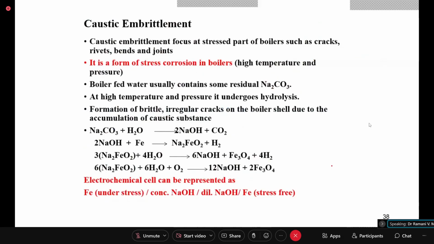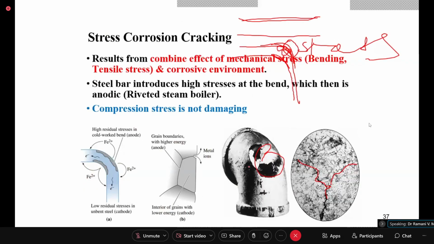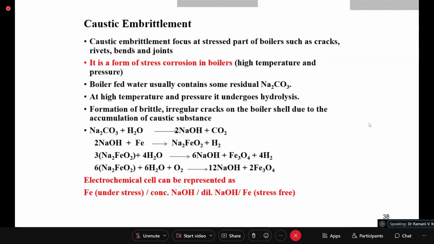The caustic embrittlement that we saw in the boiler troubles chapter is a type of stress as well as intergranular corrosion. So you can see due to stress the grains are moving apart, and due to moving apart of the grains, the grain boundary is exposed to corrosion, and that is why it leads to corrosion at the stressed part. Okay. So caustic embrittlement focuses at stress parts of the boiler such as cracks, rivets, bends and joints. It is a form of stress corrosion in boiler.